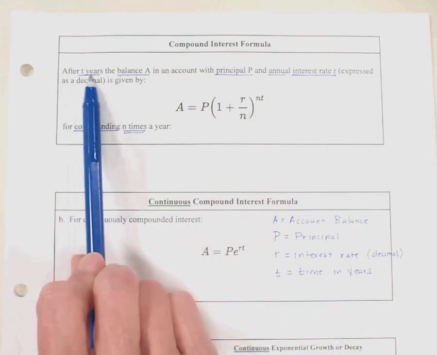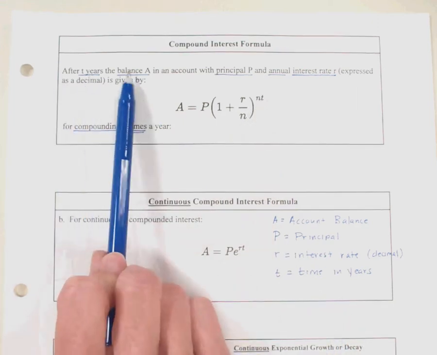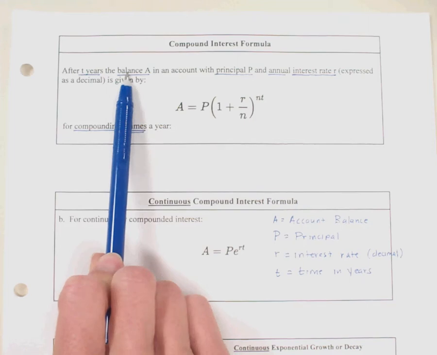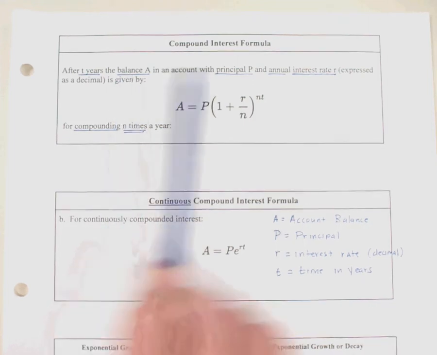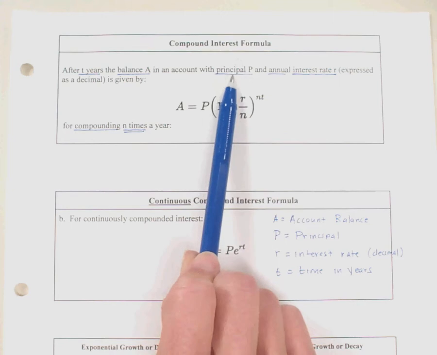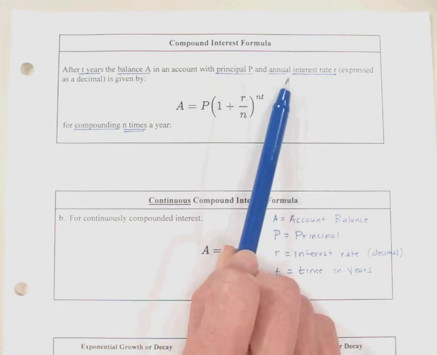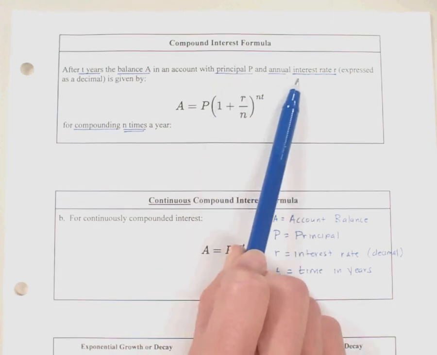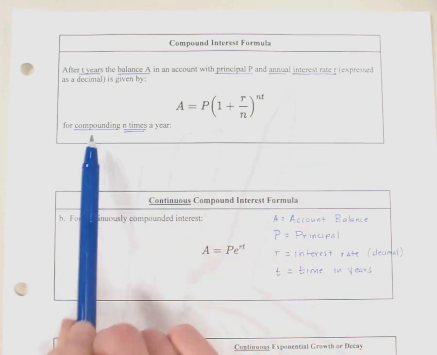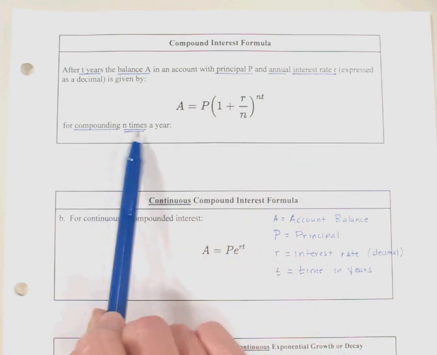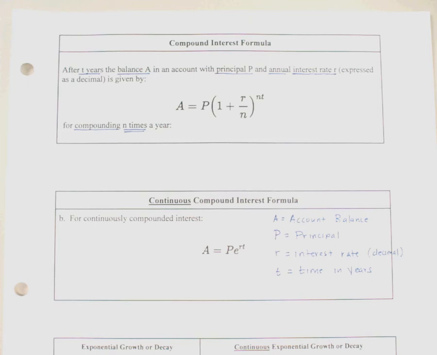T represents the number of years. A is your balance in the end. P is your initial balance. R is your annual interest rate, and we always express R as a decimal. Okay, and this is true when we are compounding N times a year.